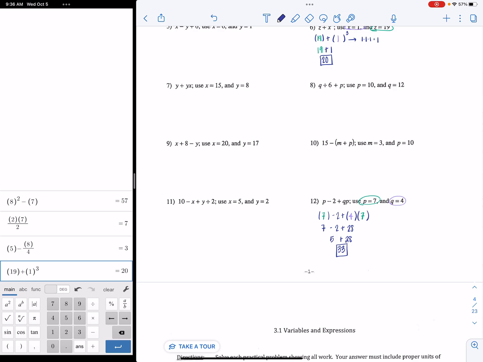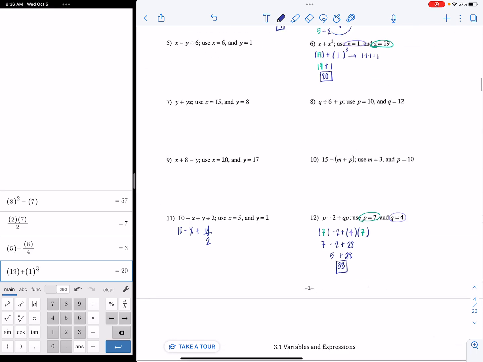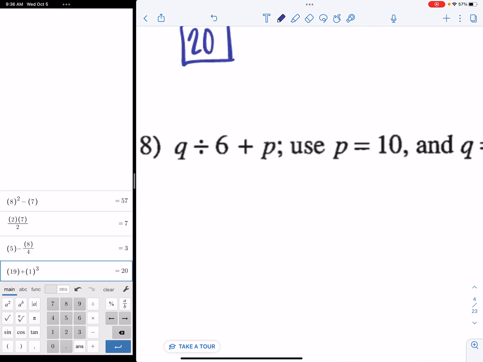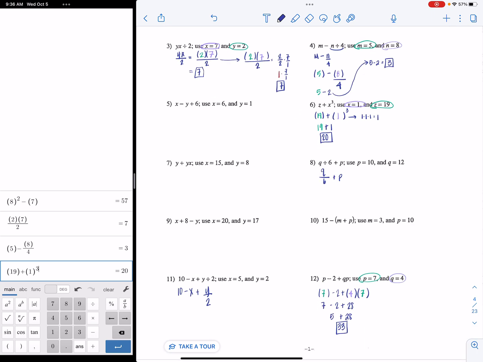The only other thing I would caution you about is on 11, that little division part right there. Please make sure you only apply the 2 to the y. And on 8, make sure you only apply the 6 to the q. So be careful in those two places.